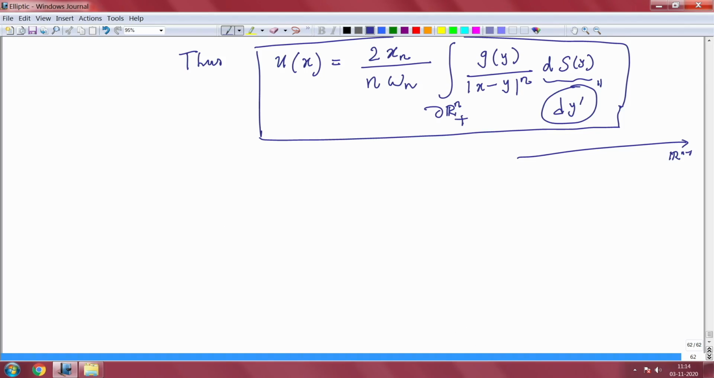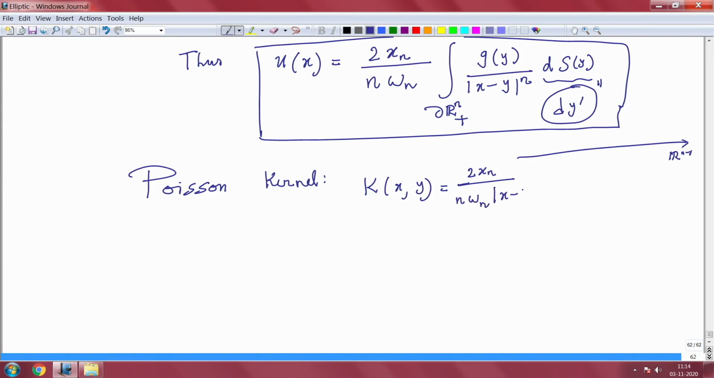Okay. So, we introduce what is called the Poisson kernel. Definition: Poisson kernel, we introduce k x y is equal to 2 minus 2 x n over, I am writing down everything for this case, later you will see, x minus y power n. This is your Poisson kernel, that is therefore your u x is, in compact notation I am giving, integral of k of x y g of y, with a kernel integral form.